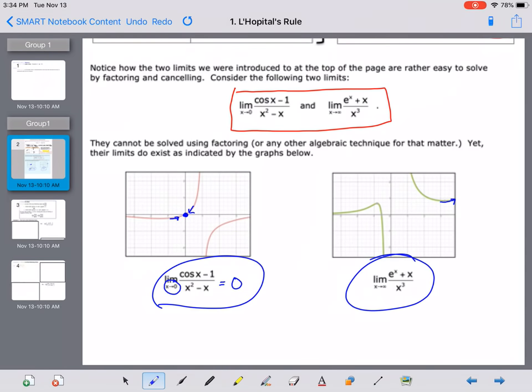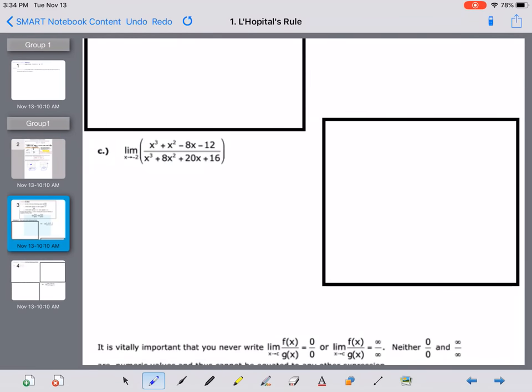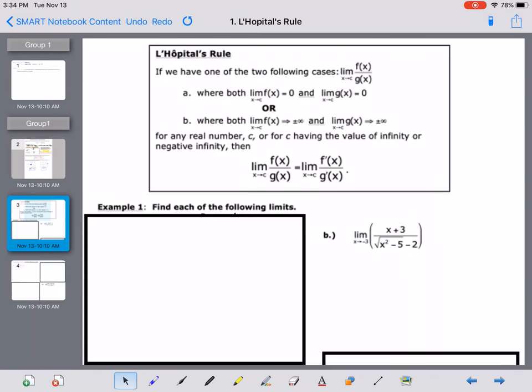What L'Hopital said was that if we have a limit that is in fact a ratio, like those two were, and that when we do direct substitution, we get 0 over 0, that means the limit of f of x would be 0 on its own, and the limit of g of x would be 0 on its own. Or if we get positive or negative infinity as a result of the f of x on its own and the g of x on its own.